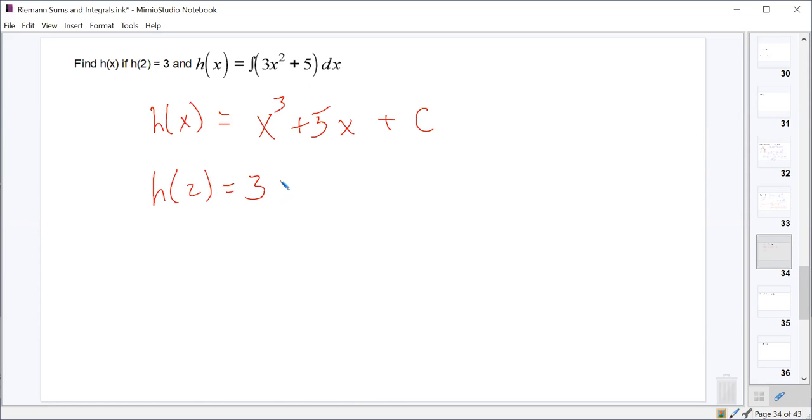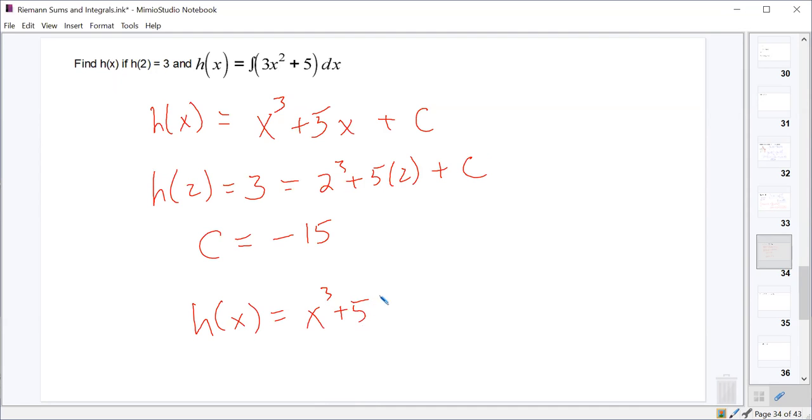h of 2, which is 3, should be 2 cubed plus 5 times 2 plus that constant. So we just plug in the initial condition that we're given, and these are like our basic differential equations, and solve for our constant. So what is our constant equal? -15. So our h of x function is x cubed plus 5x minus 15.